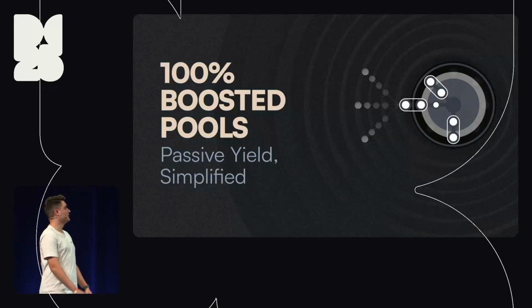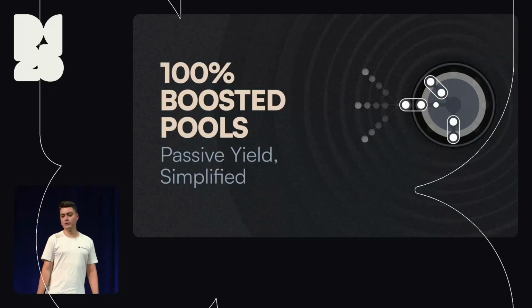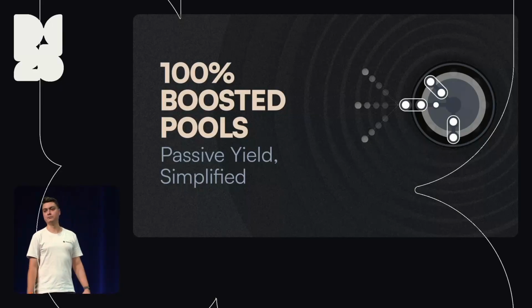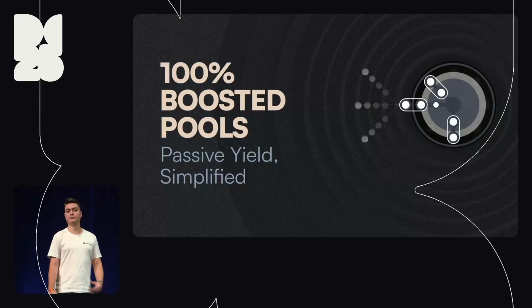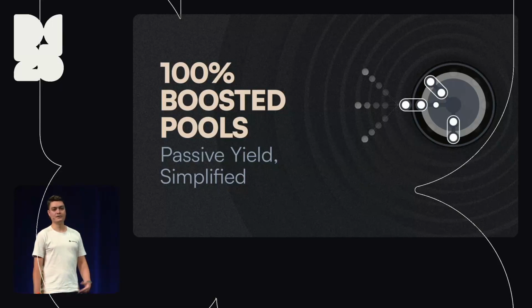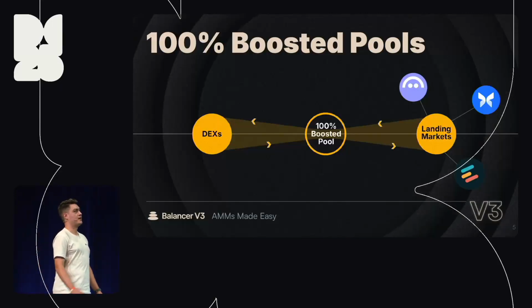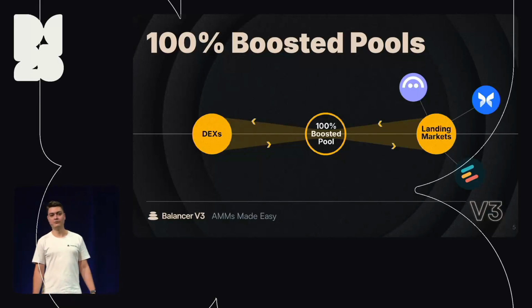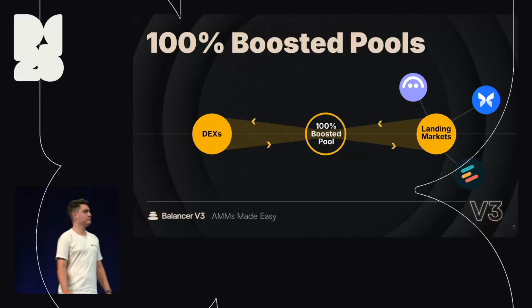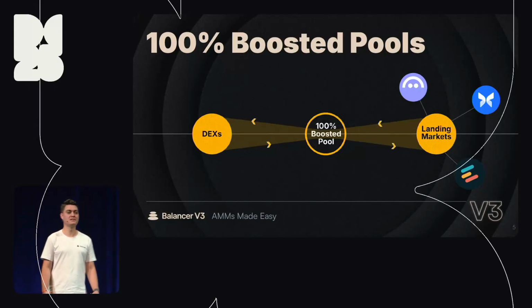Going a bit deeper on the boosted pools and how they work, on Balancer V3, and different from Balancer V2, we have 100% boosted pools. So all the assets, for instance in a stable pool composed of USDC and USDT, are deposited into a lending protocol. So you have this symbiotic relationship between the DEXs, which in this case is Balancer, and on the other side the lending protocols, which could be Aave, Euler, Morpho, or any other like that, which supports the ERC-4626.